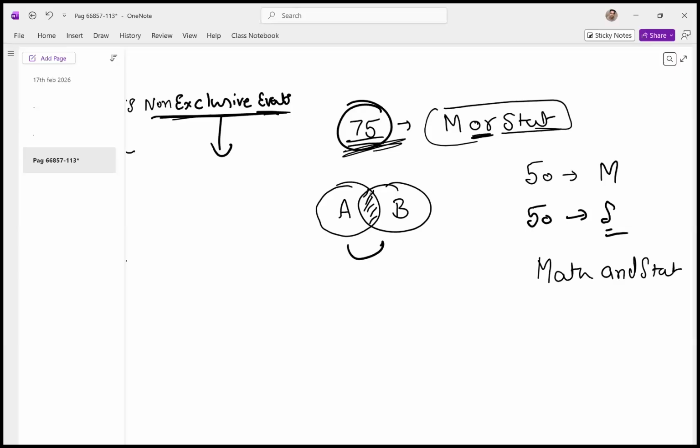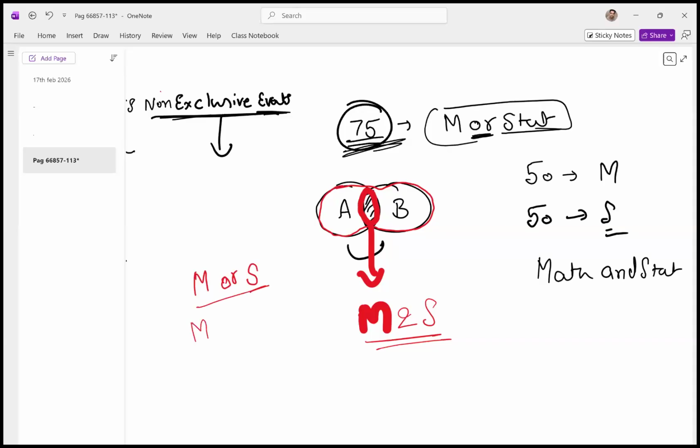So the and section becomes, this is the and section. If I were to draw it with a different color, this is the and section. This is math and stat. And this whole thing is math or stat, and this is represented by M union S, and this is represented by M intersection S. That's how you're going to represent it. So please make sure you understand the difference.